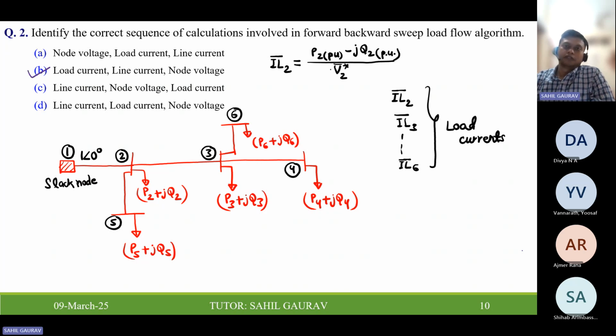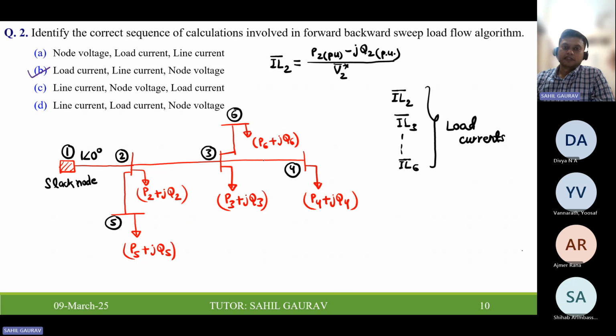And in this forward backward sweep load flow algorithm, in the first iteration we also take the voltage at all the nodes as 1 at the angle of 0 degree. So we have to assume the initial voltages at all the nodes, and we can take it as 1 at the angle of 0. For the first iteration, this V2 value we have to assume, and P2 and Q2 are already known. Then you can find the load current. After finding the load current, then you can find the line current.